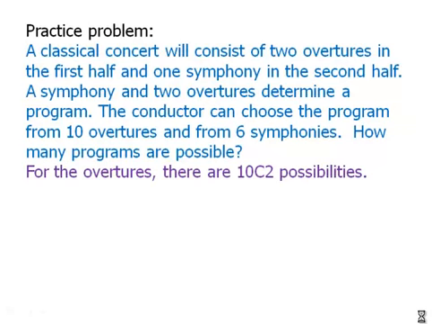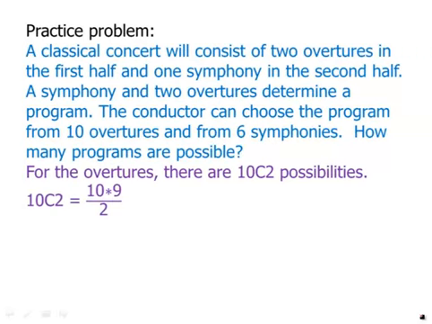Well, let's think about the overtures first. For the overtures, there are 10 choose 2 possibilities. Well, that is 10 on the first choice, 9 on the second choice. We divide by 2. That's 5 times 9, which is 45. So there are 45 possible pairs of overtures that could be picked.